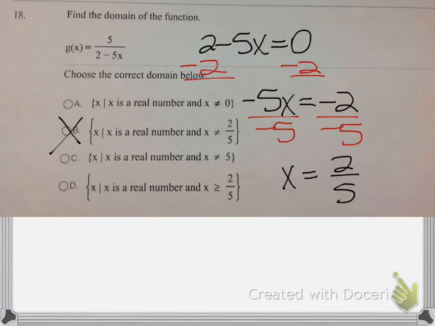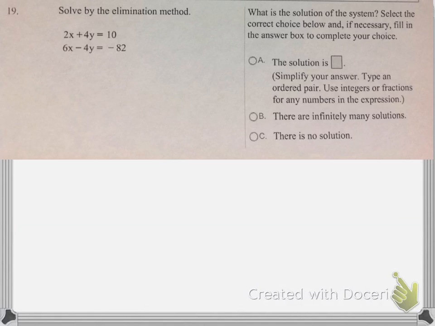All right, 19. Solve by elimination. Remember, in elimination, we add our two equations together, and we want one of our variables to eliminate. So will that happen with this system, or do I need to multiply to make it happen?